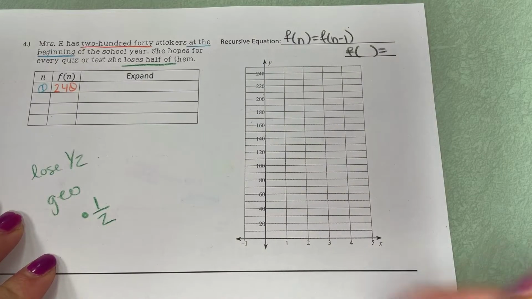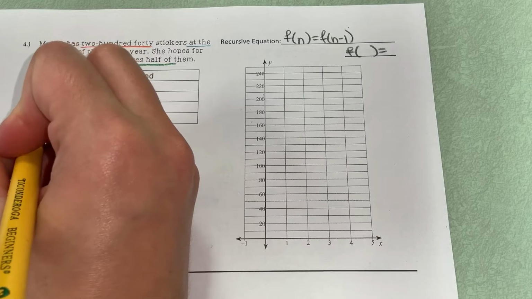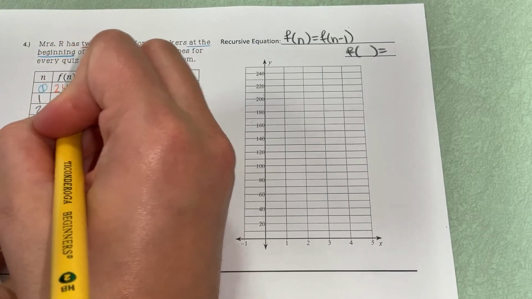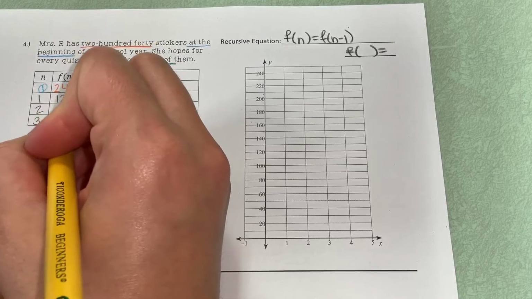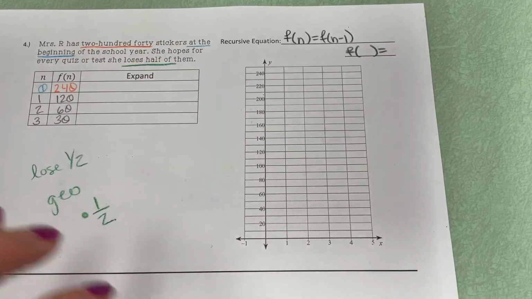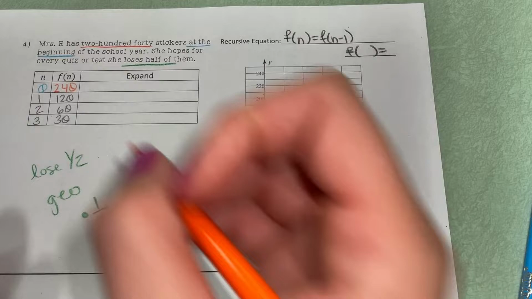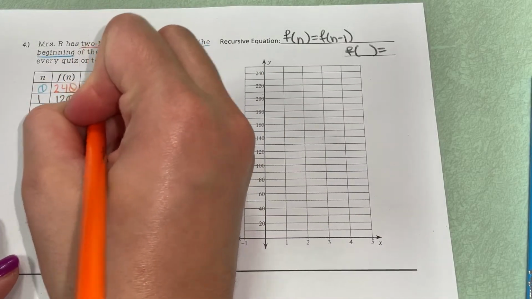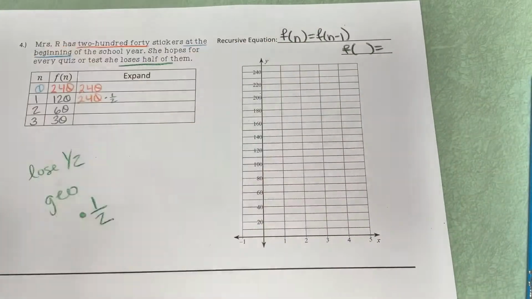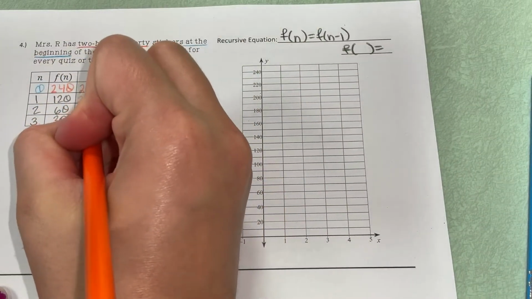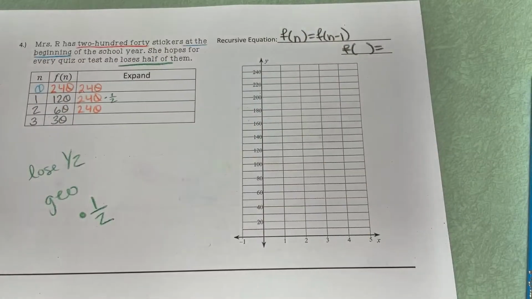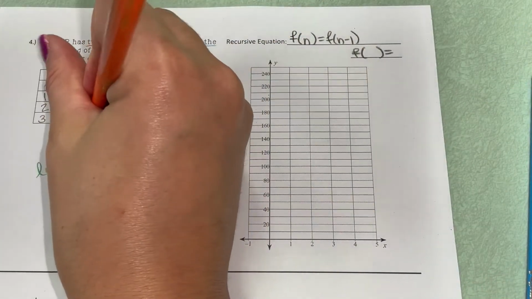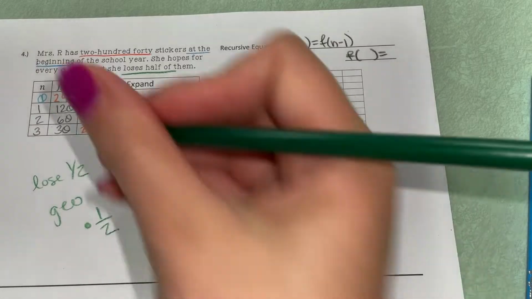So when I start filling out my table, I have 1, 2, 3 on this side. Half of 240 is 120, half of 120 is 60, half of 60 is 30, which means when I start filling this out, I have my 240 originally. To get to 120, I did 240 times 1/2. To get to 60, I did 240 times 1/2 2 times. To get to 30, I did originally 240 times 1/2 3 times.